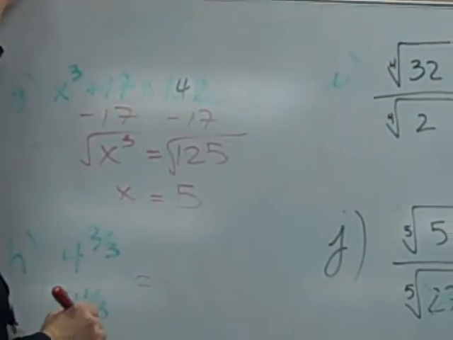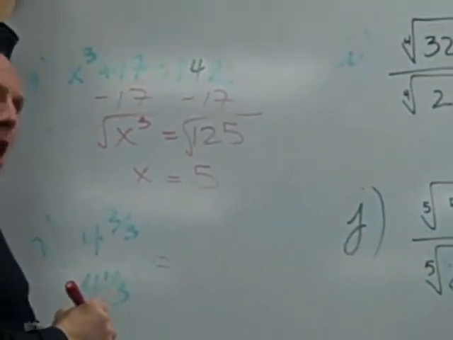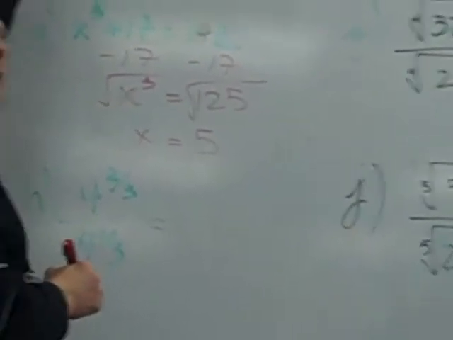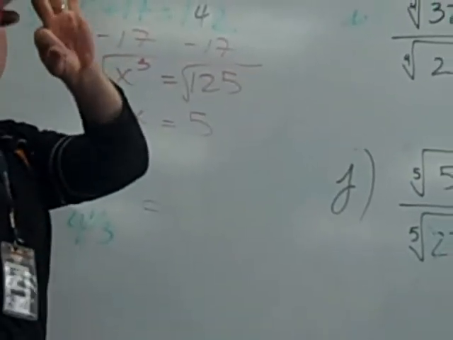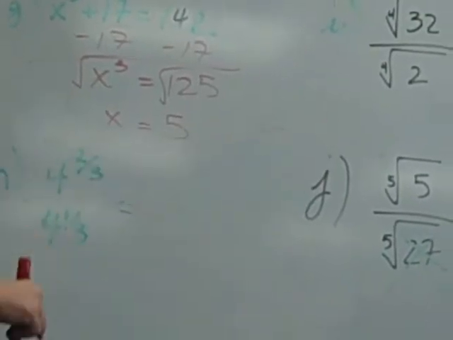Do I need plus minus, yes or no? No! Good job, why not? Because it's odd, and you can't take a negative times itself 3 times. 3 negatives make a negative.